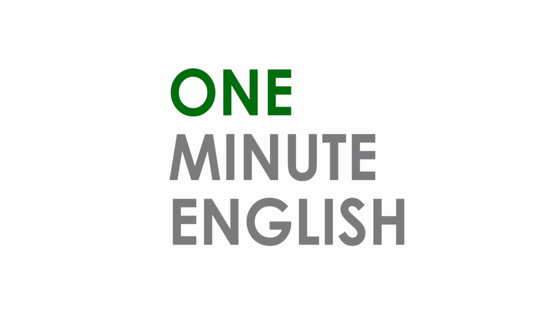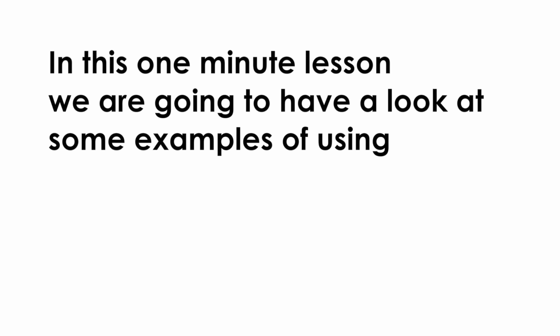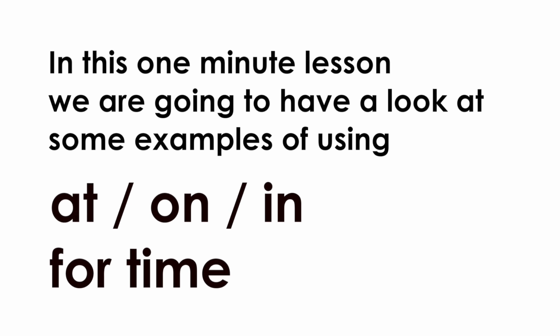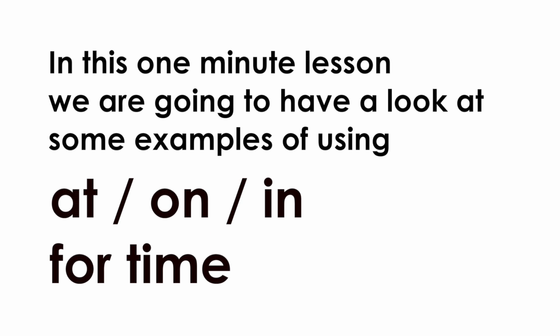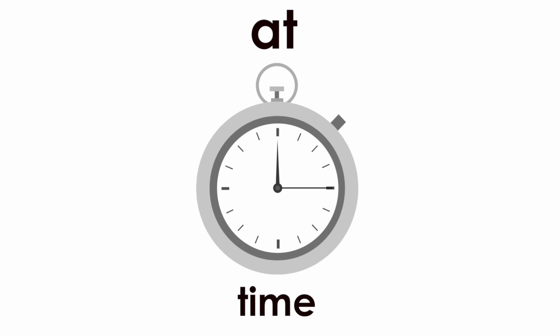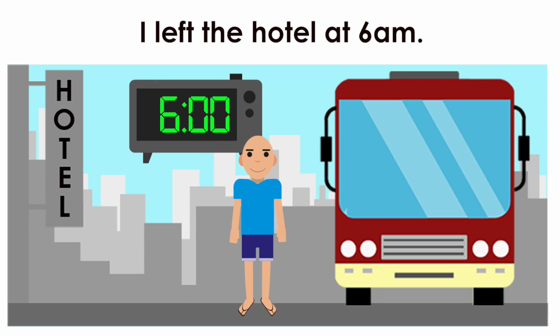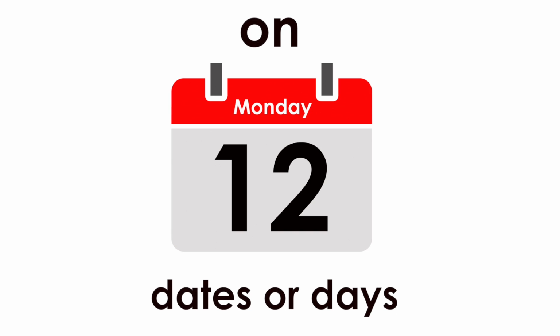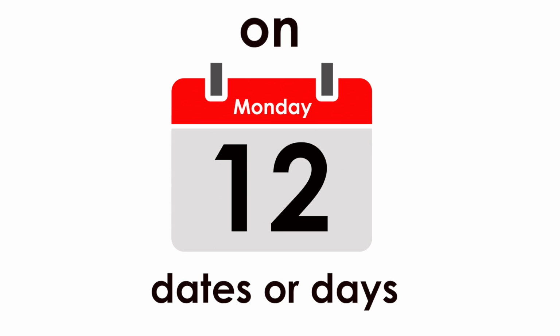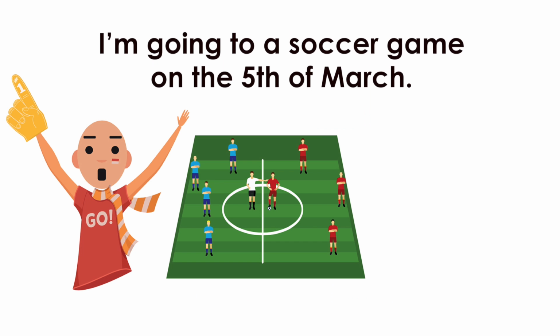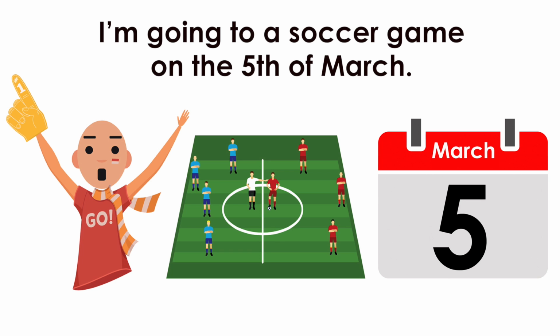1 Minute English. In this 1-minute lesson, we are going to have a look at some examples of using at, on, and in for time. At is usually used for the time. For example, I left the hotel at 6 a.m. On is used for dates or days. For example, I'm going to a soccer game on the 5th of March.